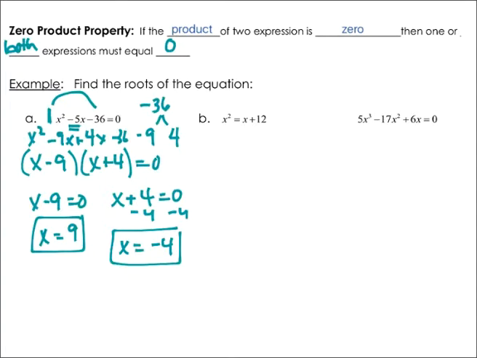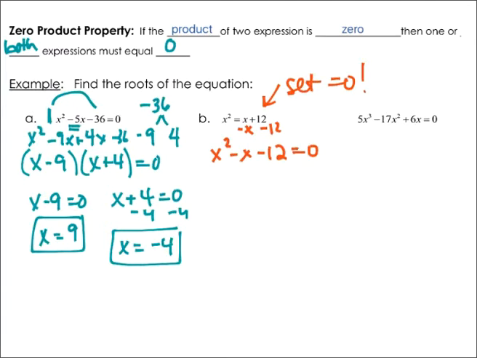Let's try another one. The next one, notice, it's not equal to 0, so we're going to have to set it equal to 0 first. We're going to subtract x from both sides and subtract the 12 from both sides to leave us with x squared minus x minus 12 equals 0.